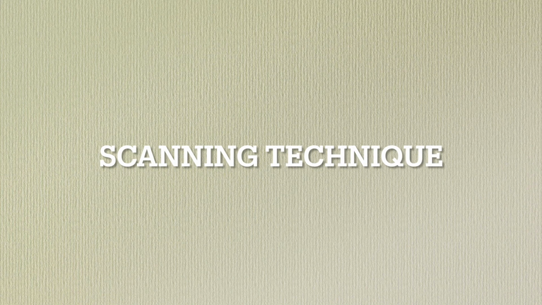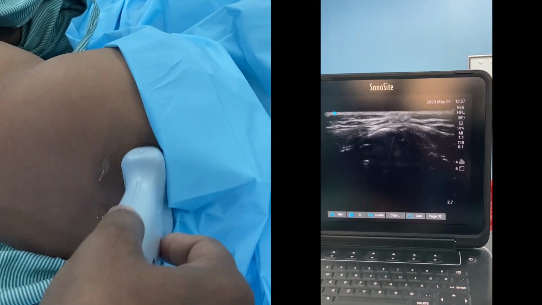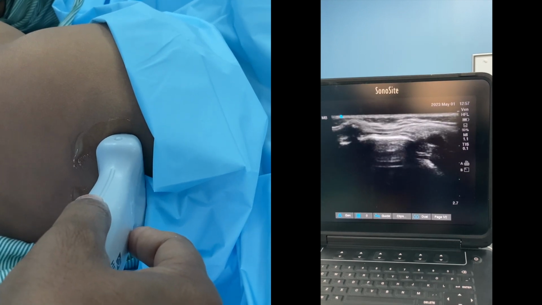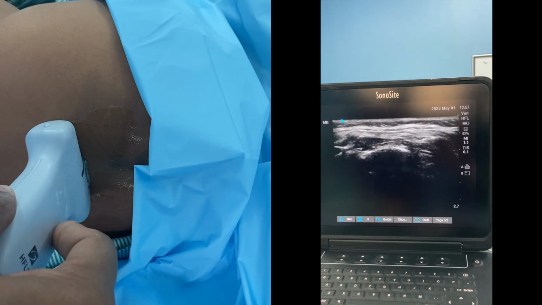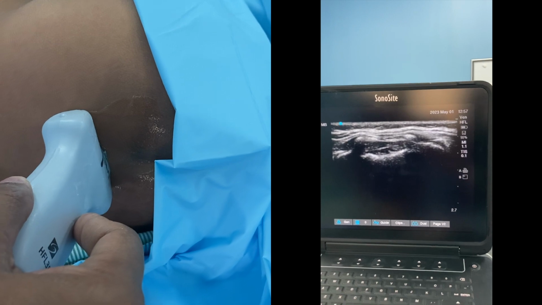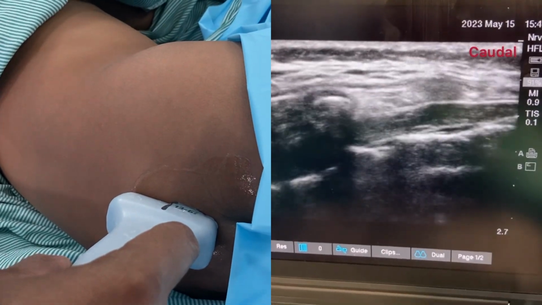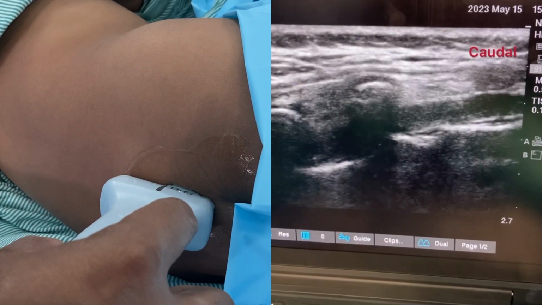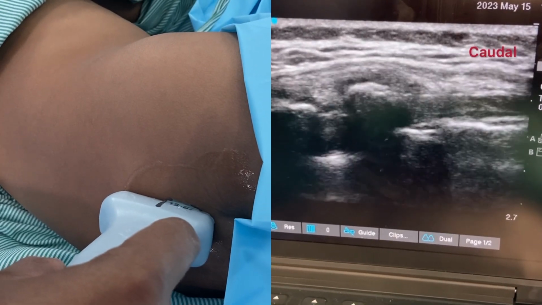Scanning technique. First, you have to place your high frequency probe in a short axis view at the level of the coccyx, and then you have to move your probe in a cranial direction until you get a view of the frog eye sign, and then you have to rotate your probe 90 degrees to get the long axis view. In the long axis view, you have to visualize the sacrococcygeal membrane.